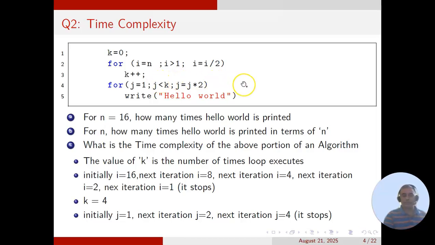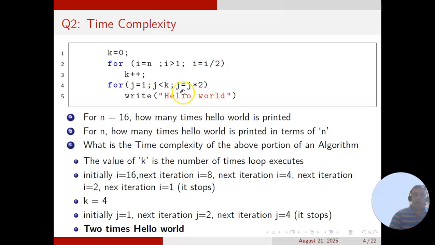Now for a general n, how are we going to decide how many times this hello world is printed? For a general n, as we know that initially it is n, and in the next iteration it is n by 2, in the next iteration it is n by 2 square, in the next iteration it is n by 2 cube, and so on. In every iteration k is incremented, so when n by 2 power k is equal to 1, it is going to stop. From that k is log n base 2.